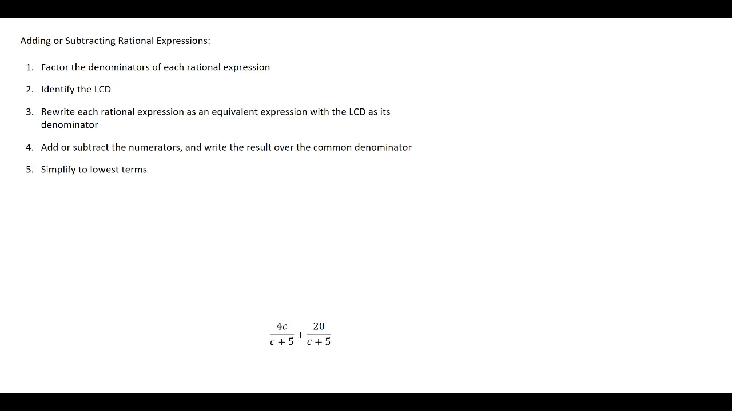The denominator stays the same, and that's going to be key. The denominator stays the same. It's still over that common denominator. After we've added or subtracted the numerators, we simplify those as much as possible. We may need to factor them, and then we simplify the entire rational expression into lowest terms.